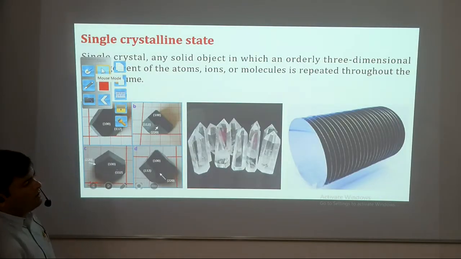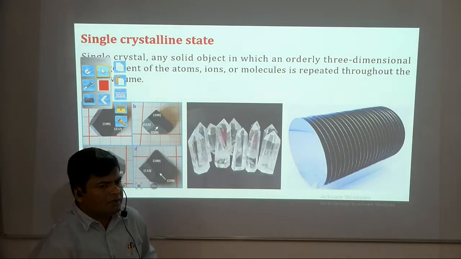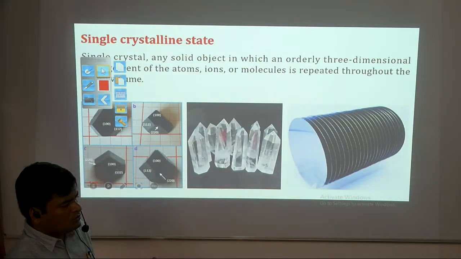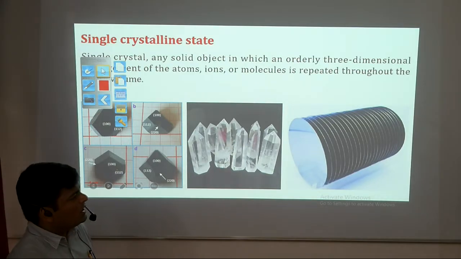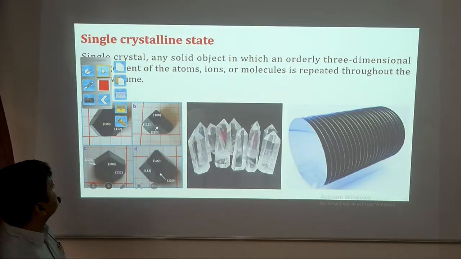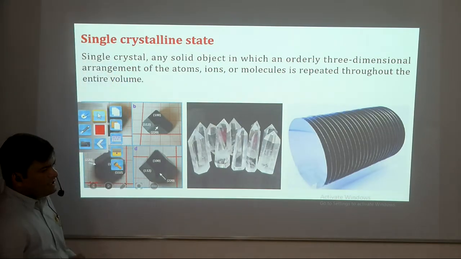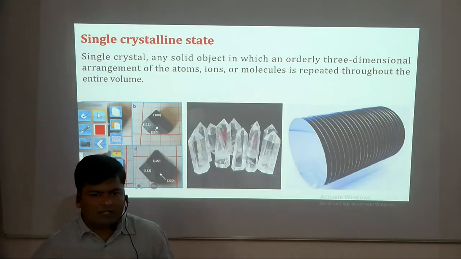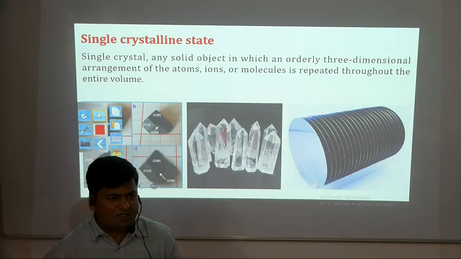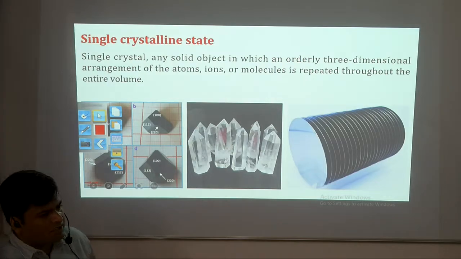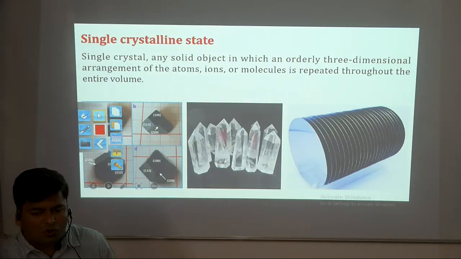Now coming to the next concept, that is the single crystalline state. We have learned about the crystalline solid and amorphous solid. Okay, now there is one more concept, which is about the single crystalline state. So single crystalline state is a special state of the crystalline solid, where the periodicity is maintained throughout the entire volume of the substance. Means what?